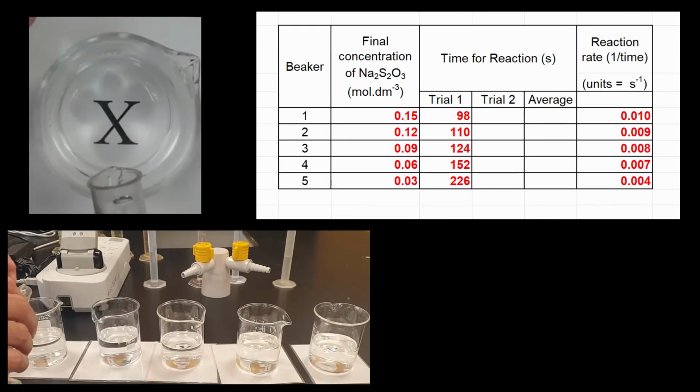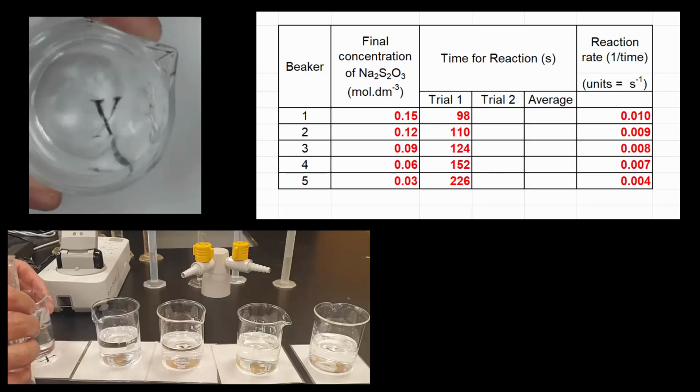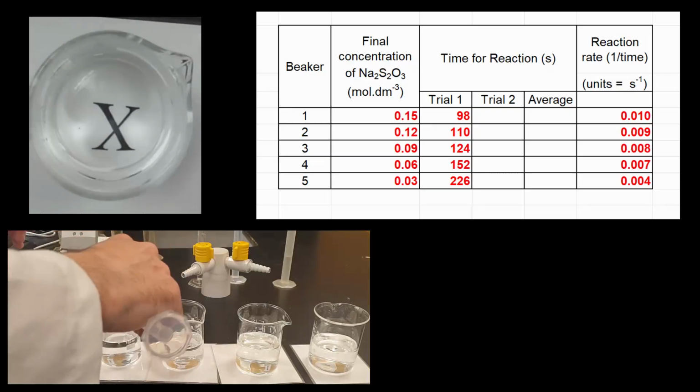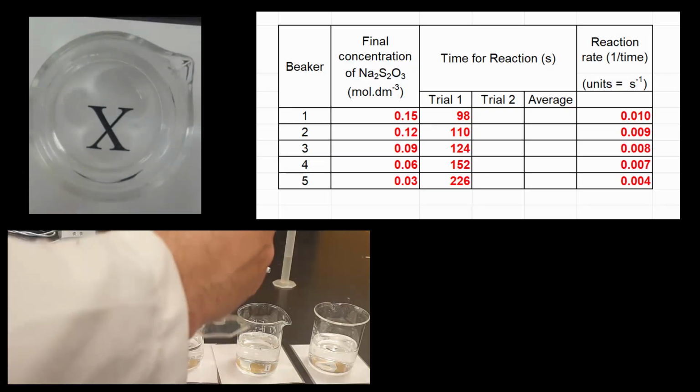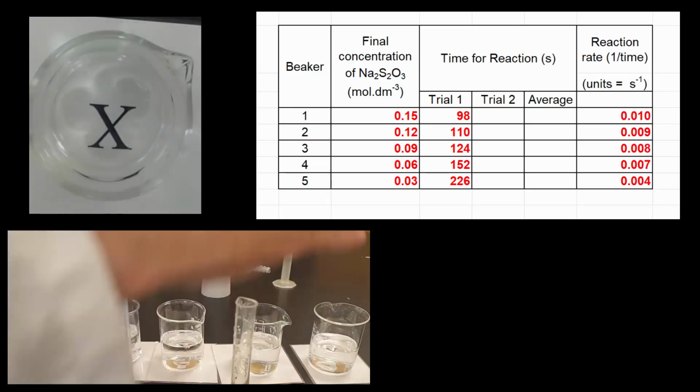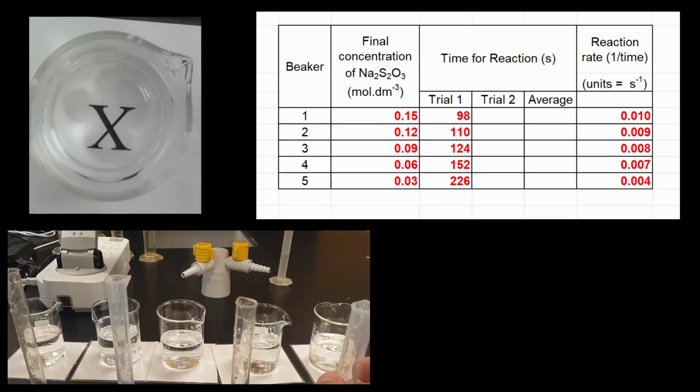Okay, and now we've measured out 5 mils. I'll just give it a quick shake and quickly add 5 mils of 2 molar HCl to all of them. And the reaction now starts. Okay, and then we just time it.